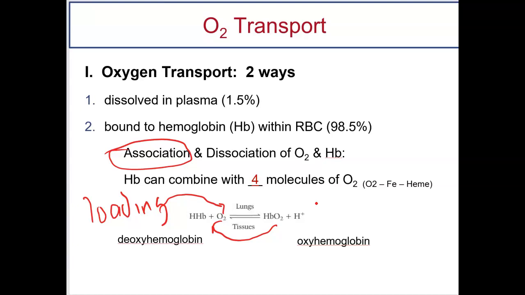And so we have oxyhemoglobin, which is when it's full with 4, and we have deoxyhemoglobin, which is often just called reduced hemoglobin. Either term is fine, probably easier to write reduced hemoglobin, and that's when it's not empty. We'll just say it has around 2. And that's how oxygen moves. It picks it up, it drops it off.